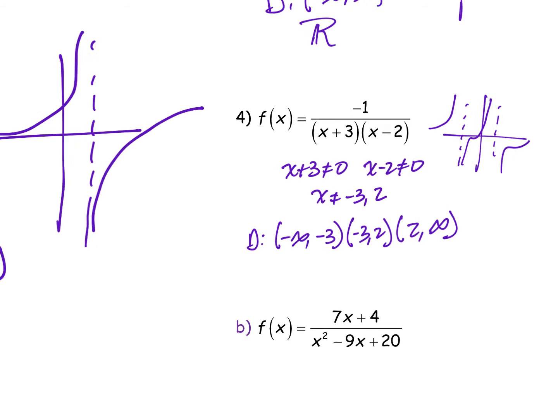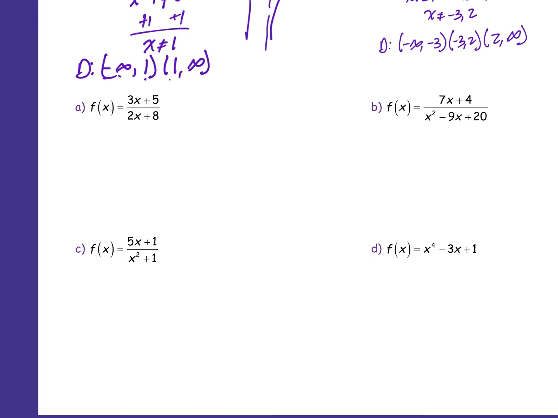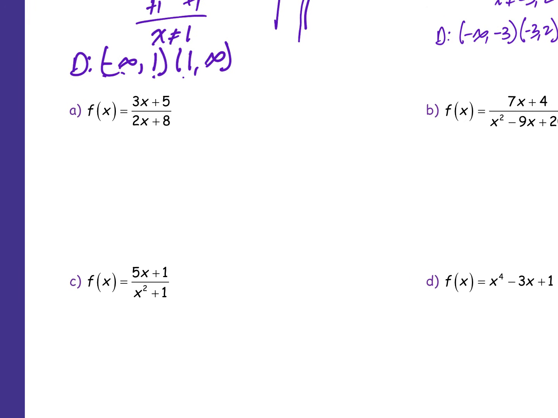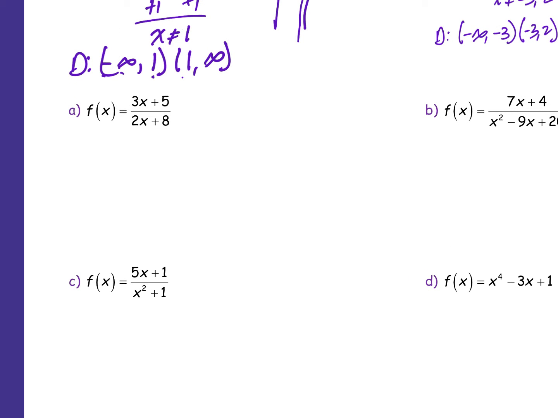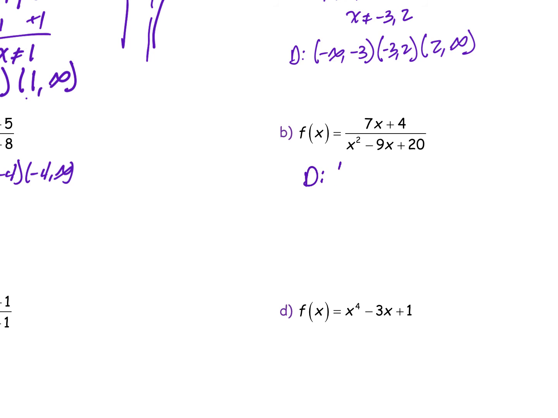Okay, so now you guys are going to find the, we're just looking for the domain, and that's it. Okay, so try it. Go. So F is, I'm just going to give you the answers. If you need me to explain it, let me know. So my domain is negative infinity to negative 4 and negative 4 to infinity. Here we've got negative infinity to 4, 4 to 5, and 5 to infinity.